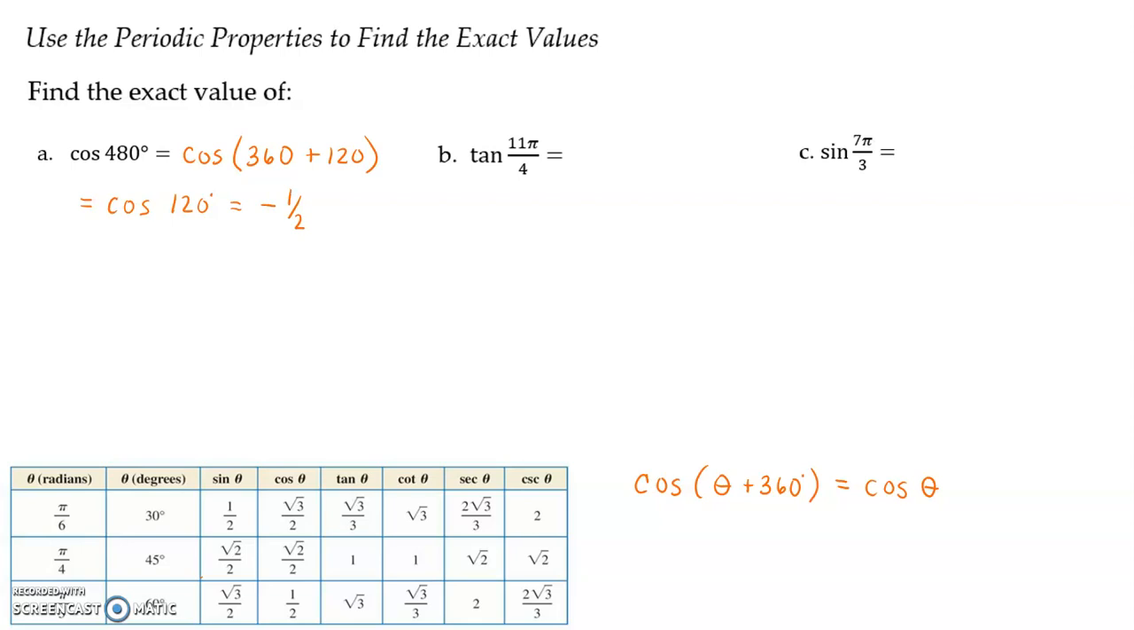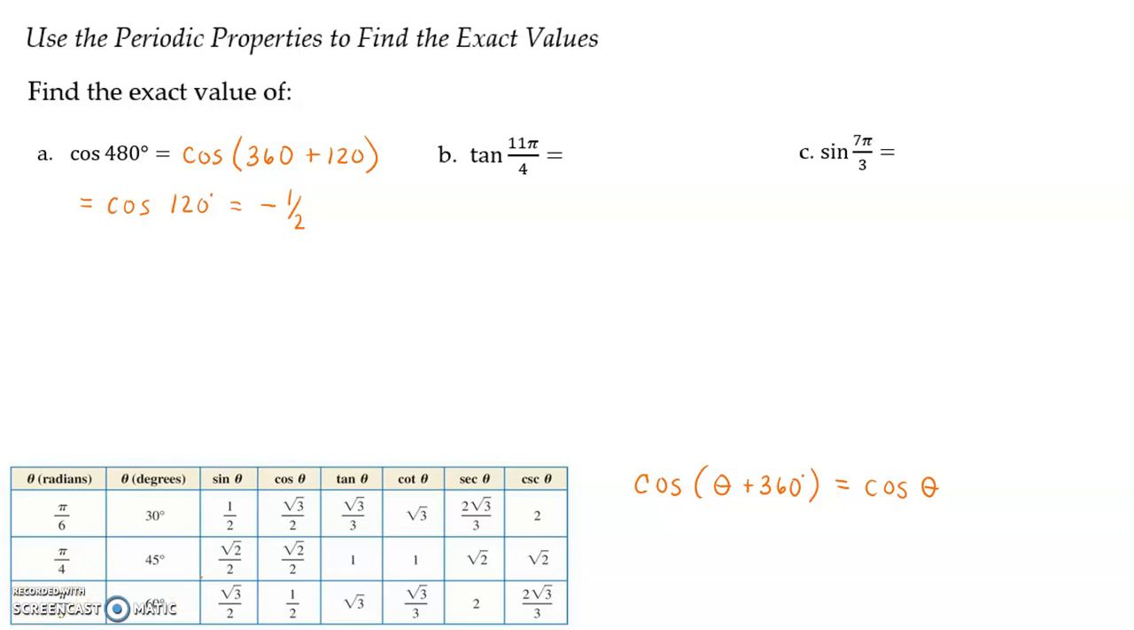Now you could always go ahead and double check this one on your graphing calculator. If you typed in cosine of 480 degrees, make sure your calculator is in degree mode, you should end up with an answer of negative 1/2. That's the nice thing about using the periodic properties.